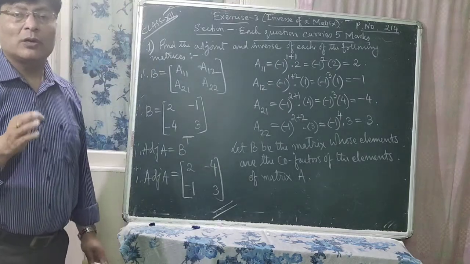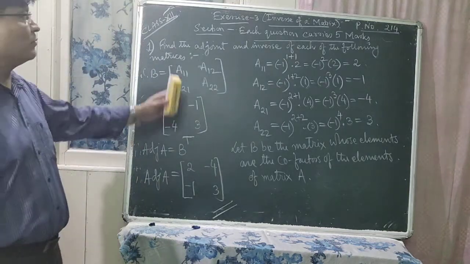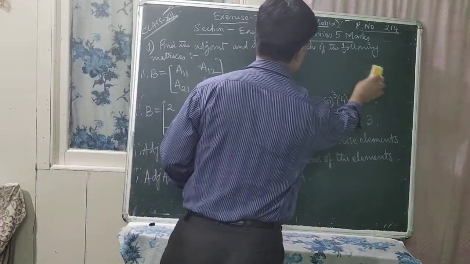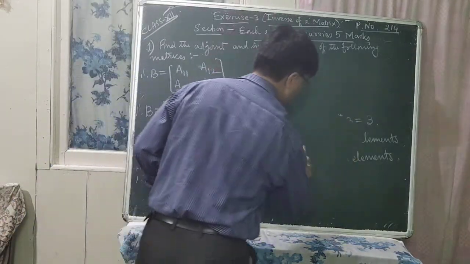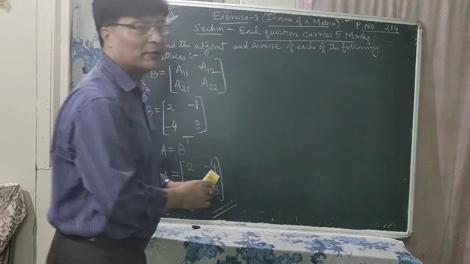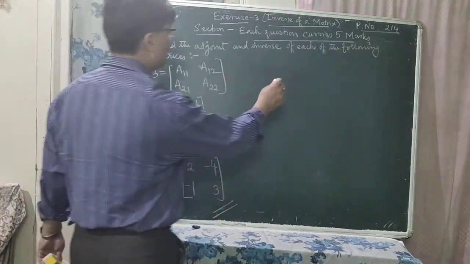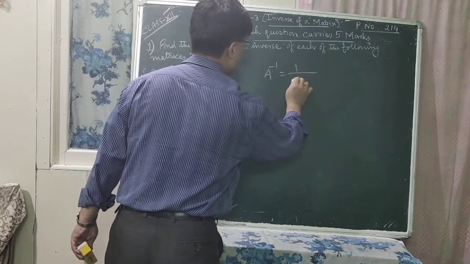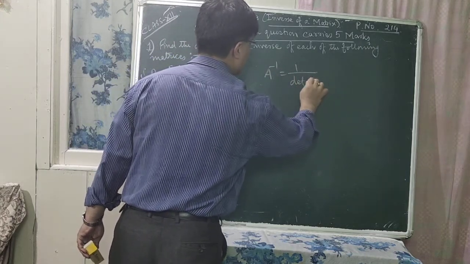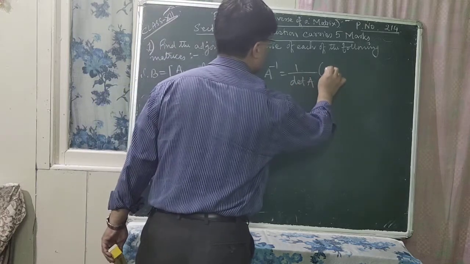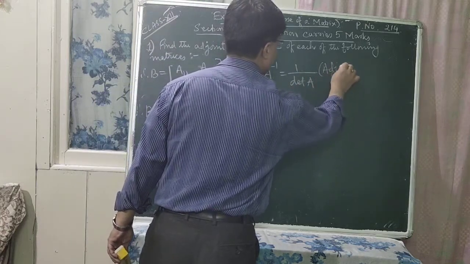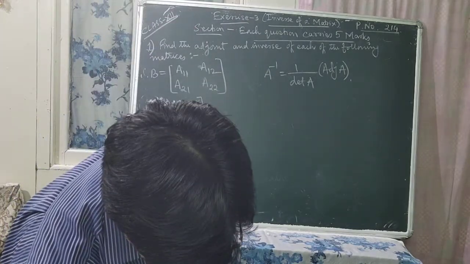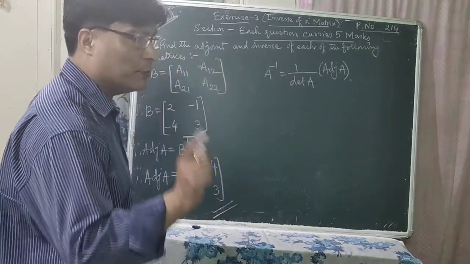And so now, what is to be found out? You have to find out the inverse of the matrix A. So what is the formula? What is the formula to get the inverse of the matrix A? The formula is, you know that A inverse is equal to 1 upon det A into what? Into adj A. So what was det A actually? Det A was 2, isn't it?